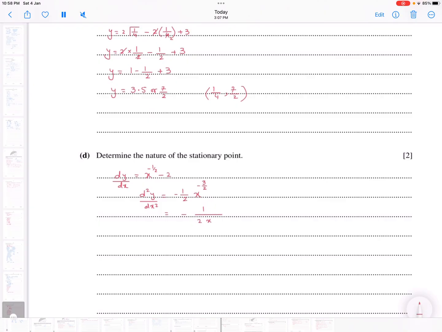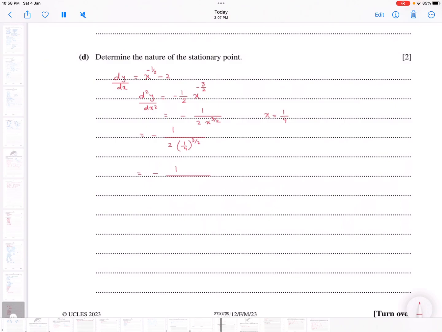Now simplify this, put the value of x in it, 1 over 4, and further simplify this. So your answer is minus 1 over 4, which is less than 0. So it means it's a maximum. The nature is maximum.